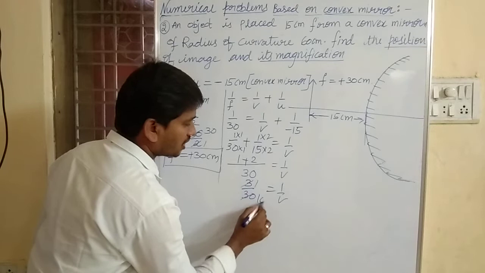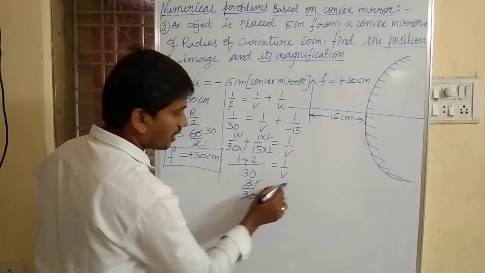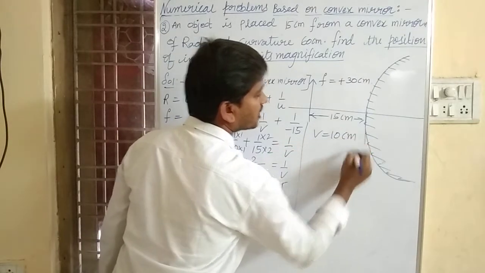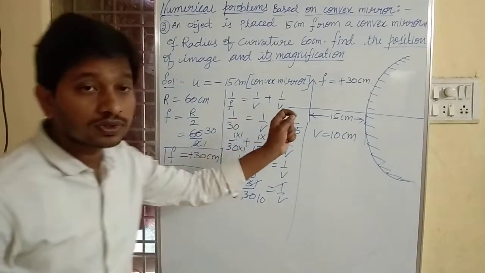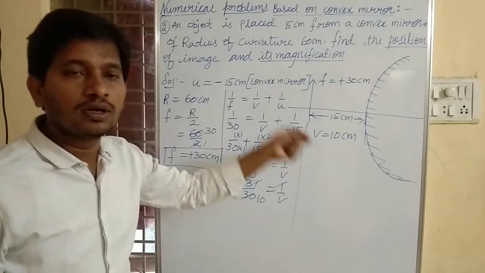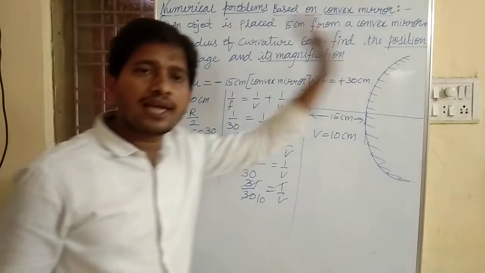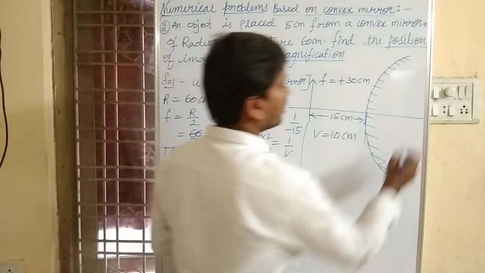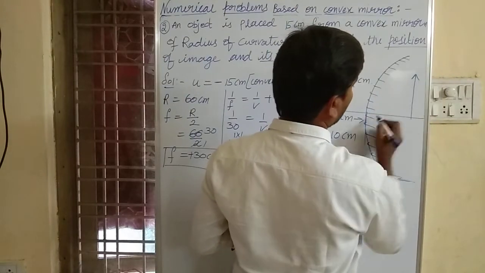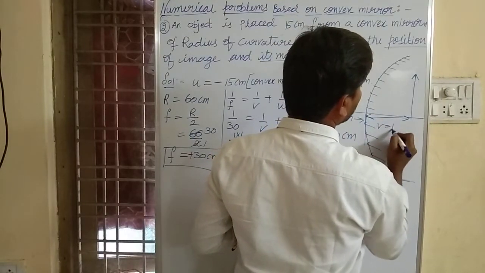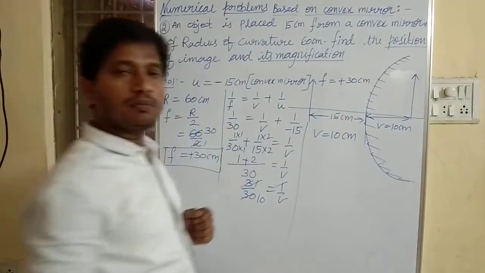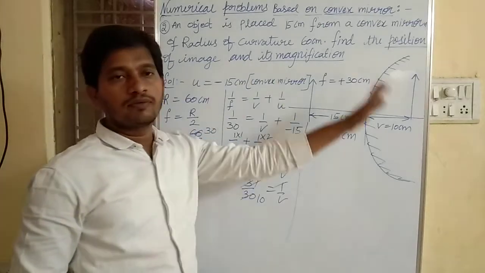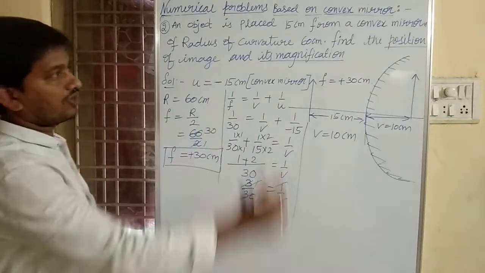3 by 3, 3 1s are 3, 3 10s are 30. So here also 1 1 gets cancelled. So what is v? We got v equal to 10 centimeters, which is positive. As we know, for a convex mirror, the image is always formed behind the mirror. That's why it is plus 10 centimeters. Somewhere here we will get the image, at a distance of 10 centimeters from the mirror, I mean the back side of the mirror.